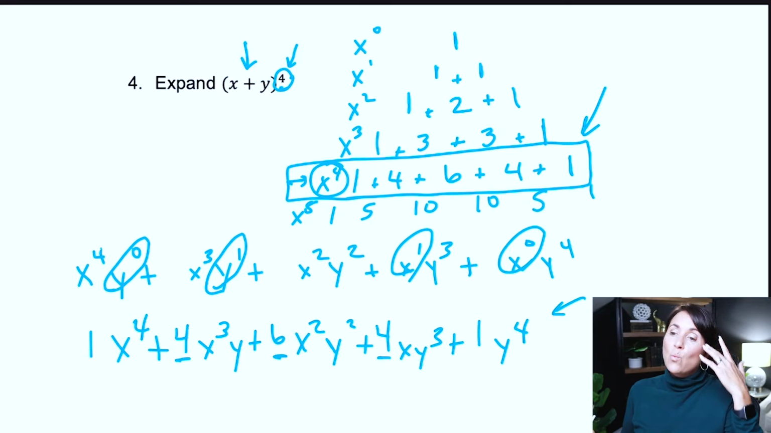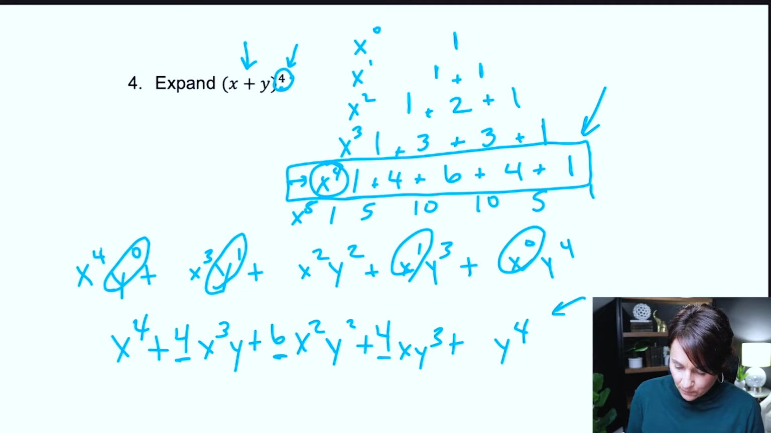Now, do we need the 1 here and the 1 here? No, we don't, because that just is x to the fourth and y to the fourth. We don't need that. So I can go ahead and eliminate those, just like I eliminated the exponents we didn't have to write because you don't need it.